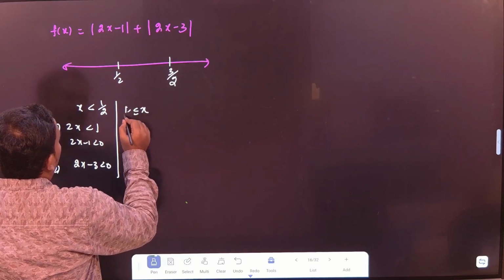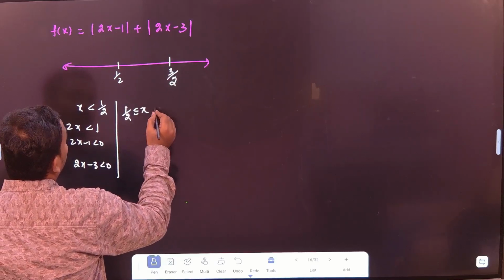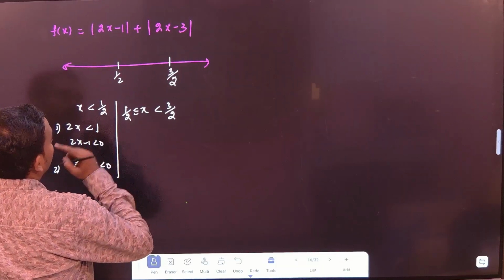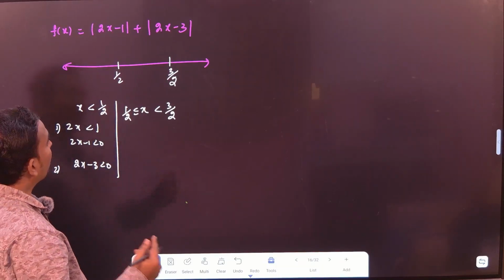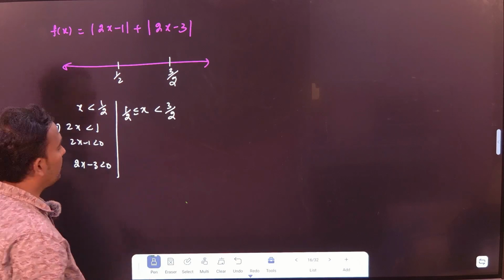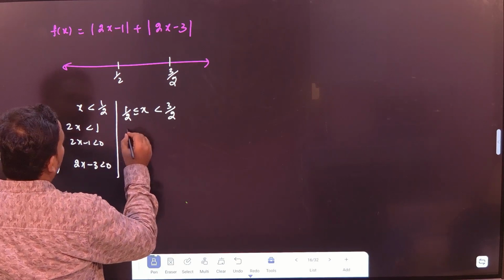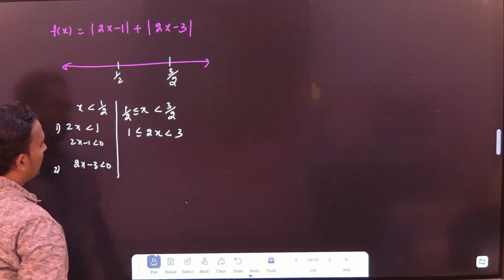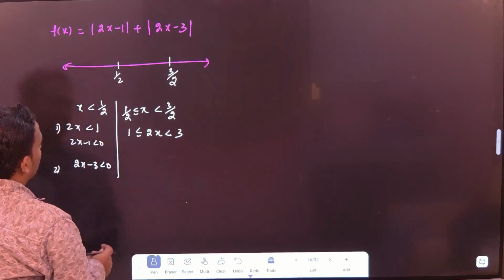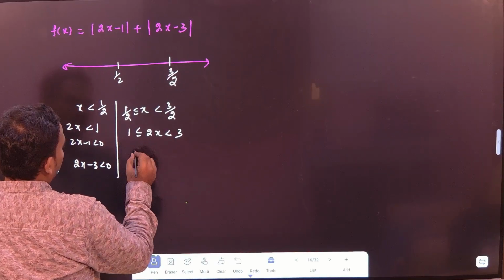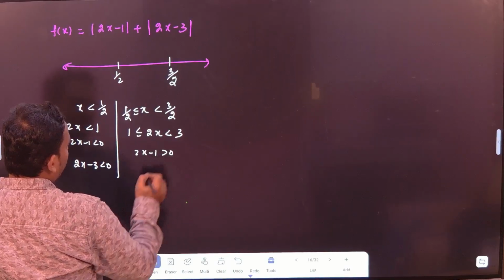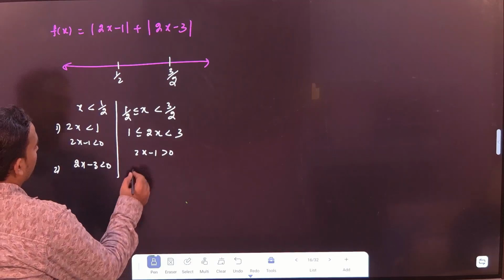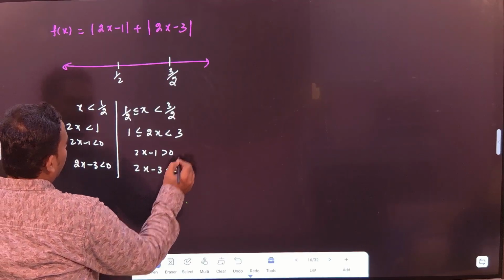Okay. Next you can check x is greater than or equal to 1 by 2, less than 3 by 2 you can take. So you have to check 2x minus 1 positive or negative, 2x minus 3 positive or negative in this interval. For that you have to multiply by 2, 1 less than 2x less than 3. Now you can add minus 1, so 2x minus 1 is positive, right? And when you add minus 3, it's negative. 2x minus 3 is negative.